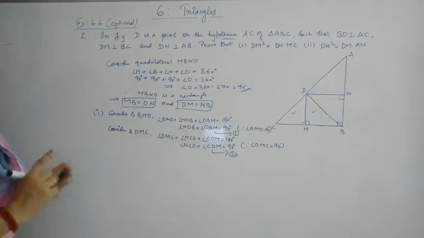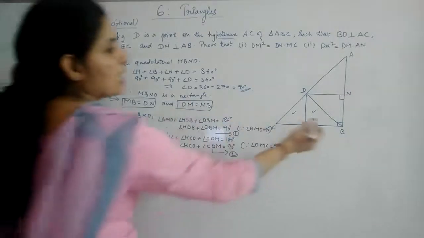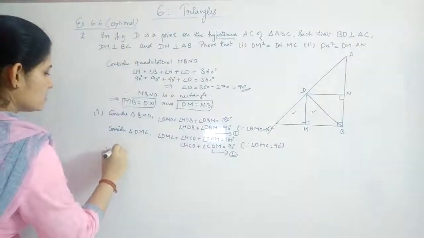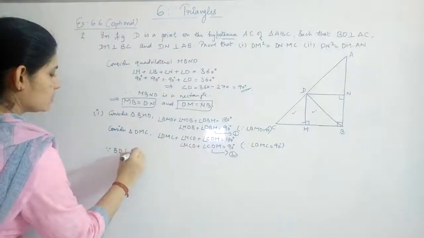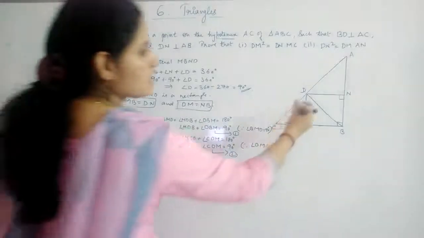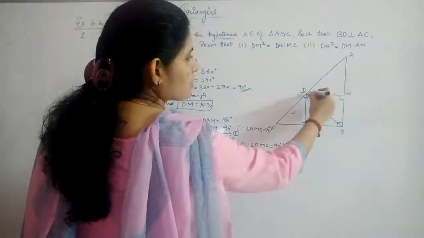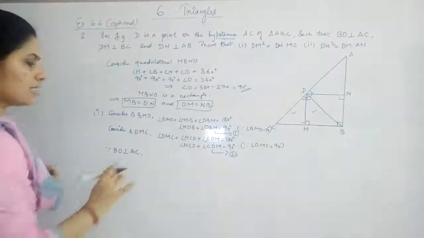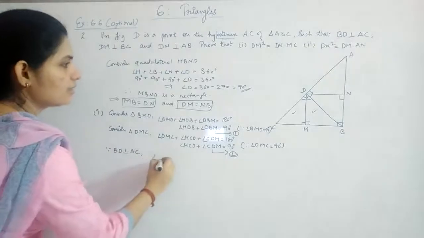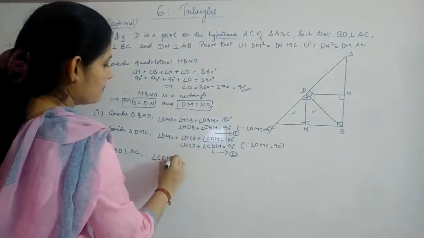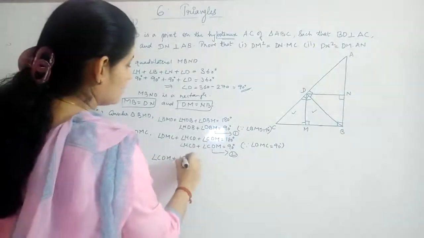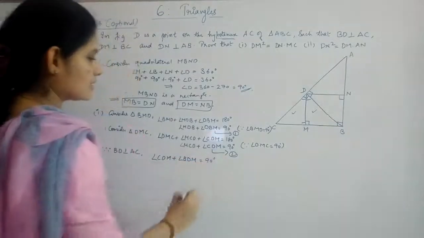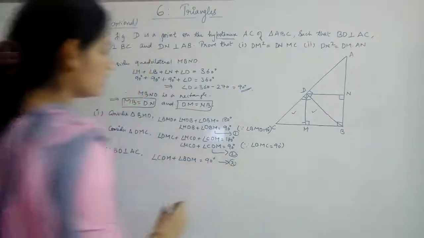Okay, now one more concept we are using, and the concept is BD is perpendicular to AC. Okay, since BD is perpendicular to AC, what we can see is this will be totally 90 and this will be totally 90. That means these two angles sum will be 90, right? So that we are writing, that is angle CDM plus angle BDM is equal to 90 degree. This is your equation number 3.